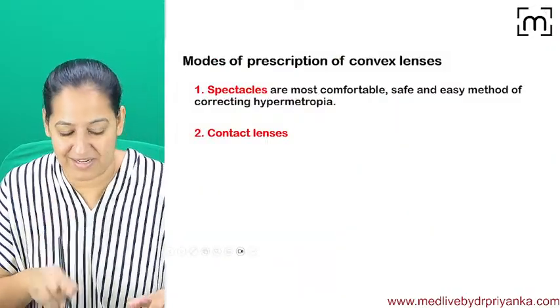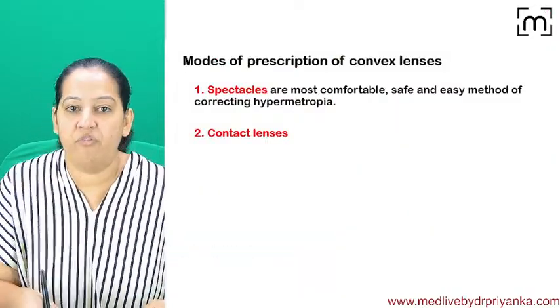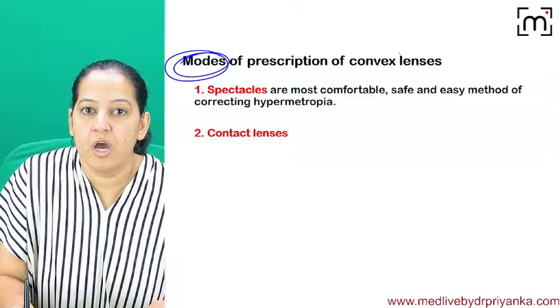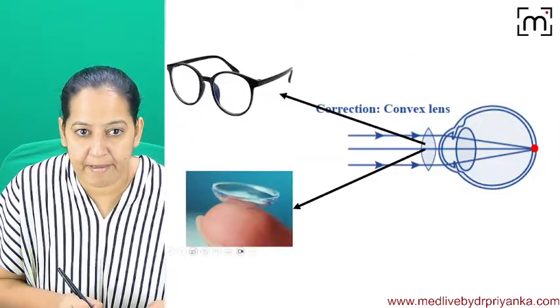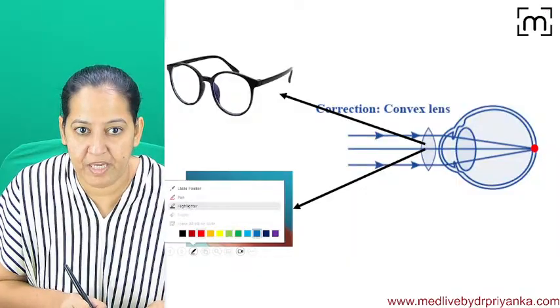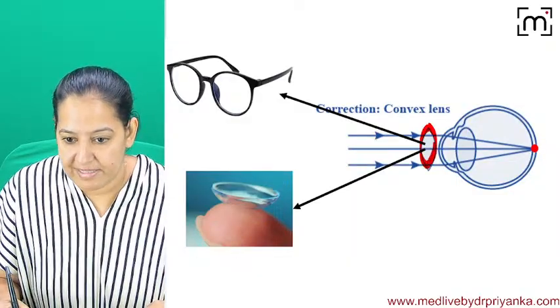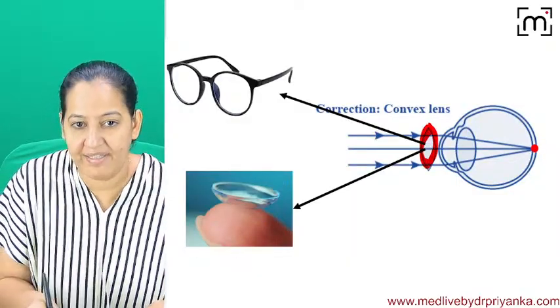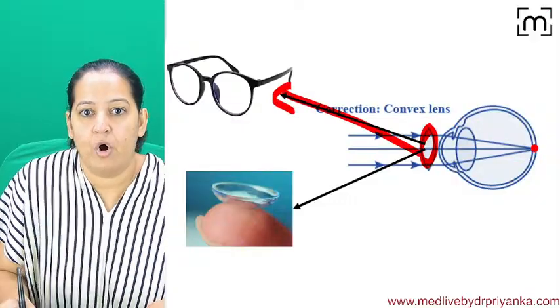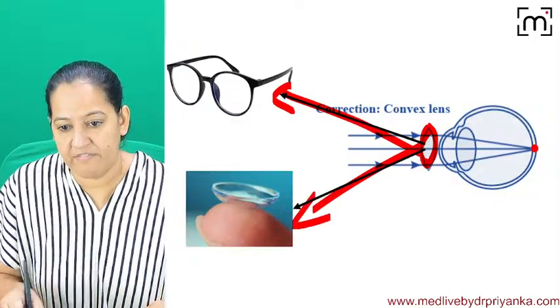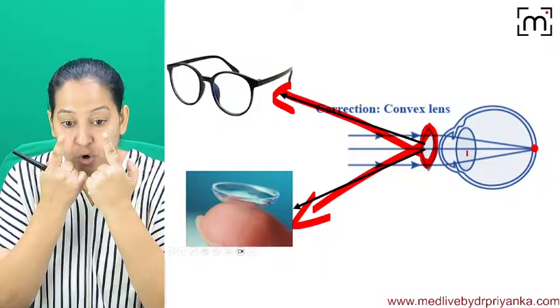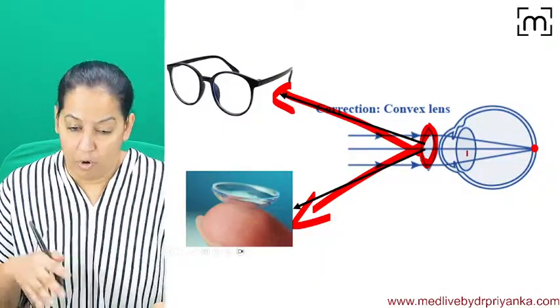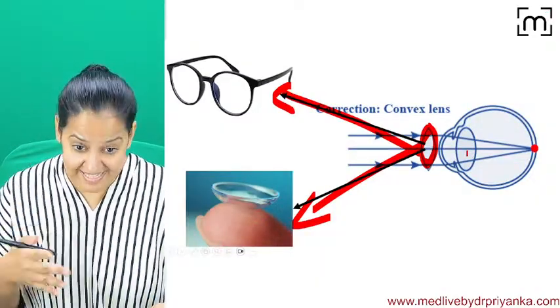It will bring it back on the retina. So which type of lens should I use? Convex lens. It is available in two forms, either in the form of spectacle or in the form of contact lens. Whatever we are putting in front of the eye, either spectacle or contact lens, of the appropriate power, first the testing has to be done.